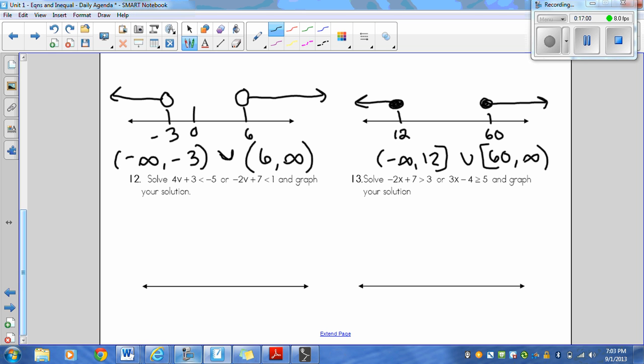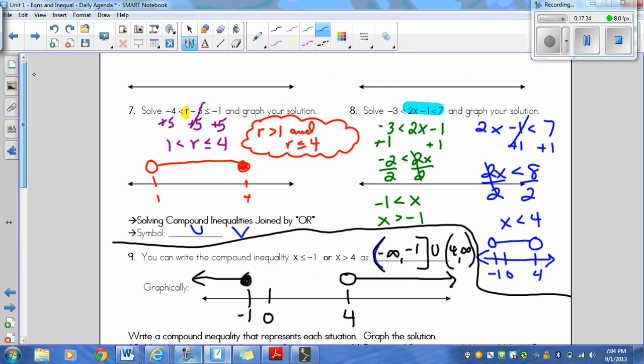This is 4v plus 3 is less than negative 5, or negative 2v plus 7 is less than 1. All right, so we're going to solve both of those separately. You're not going to ever see an or statement smushed together like you'll see an and statement, and that's just because they don't have that overlapping piece like the and statement has. If you notice with an and statement, if I scroll back up to the top, they both had this minus 5 in common, and they both had this 2x minus 1 in common. That's not the case for the or statements.